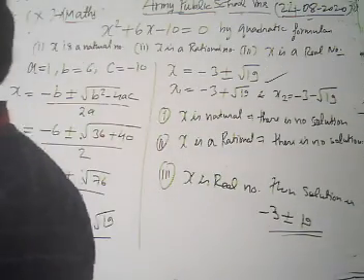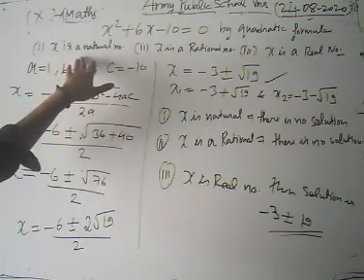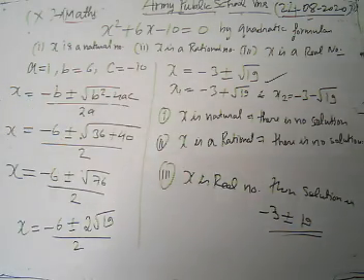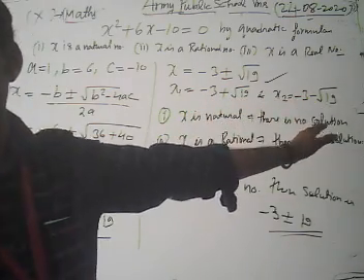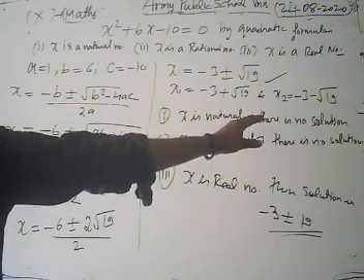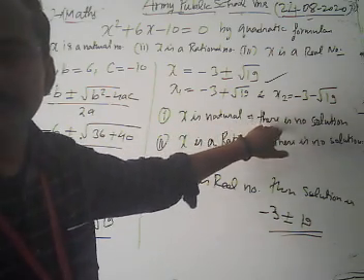Then we have to be talking about the solution in its respective cases. First, when x is a natural number: −3 + √19 and −3 − √19. Obviously these numbers are not natural numbers. When x is natural, then there is no solution.